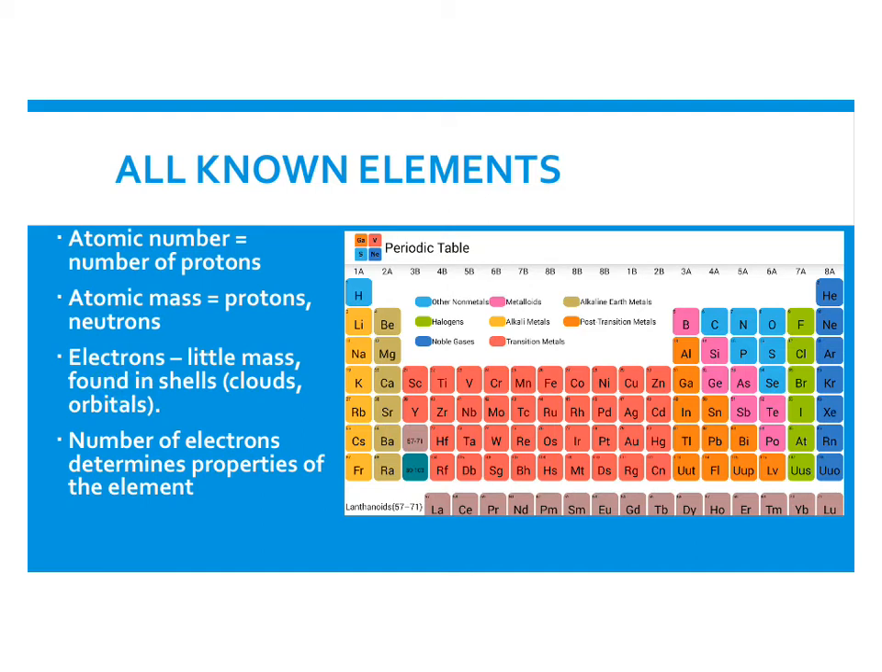As we said, the electrons have very little mass, and they're found outside the nucleus in an area that's, think of it as kind of fuzzy, because we're not sure exactly where the electron is at any given moment. You can think of it as a cloud, or as an orbital, like planets orbiting the sun. The electrons are like the planets orbiting the nucleus.